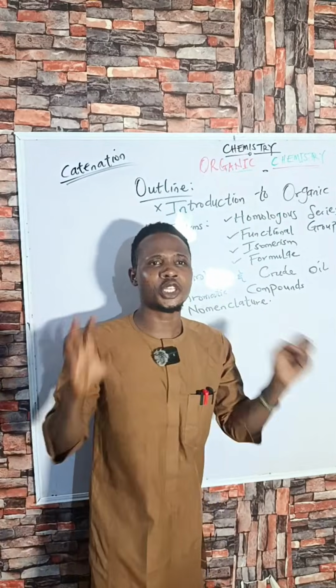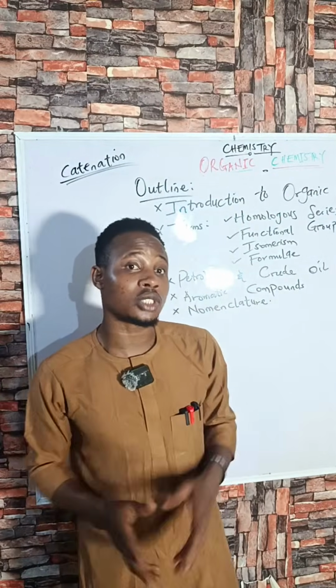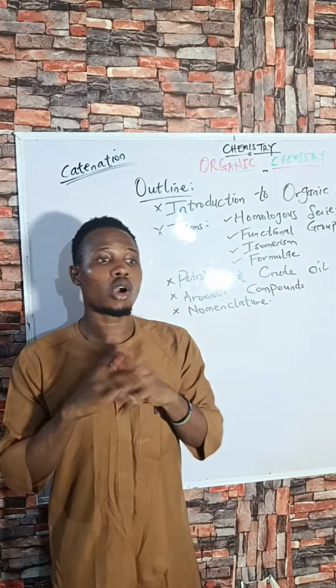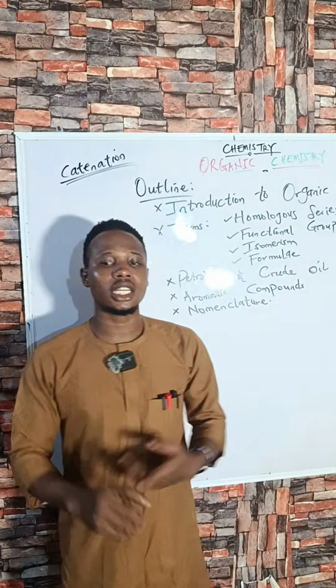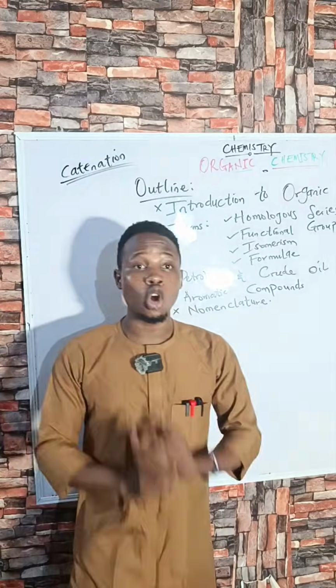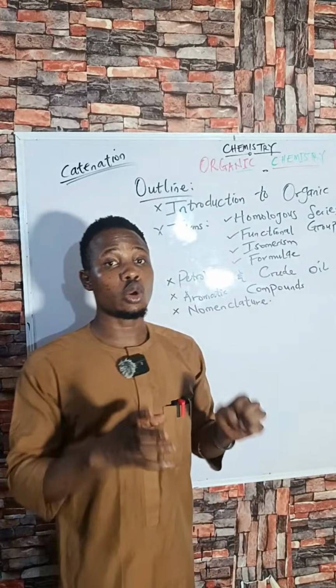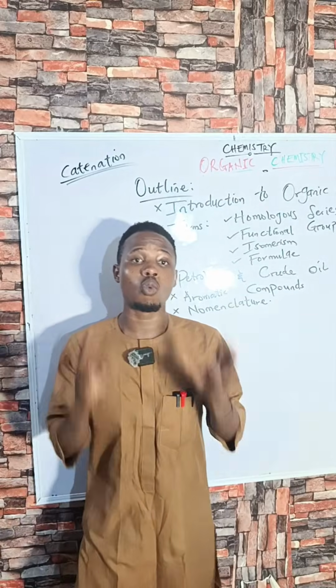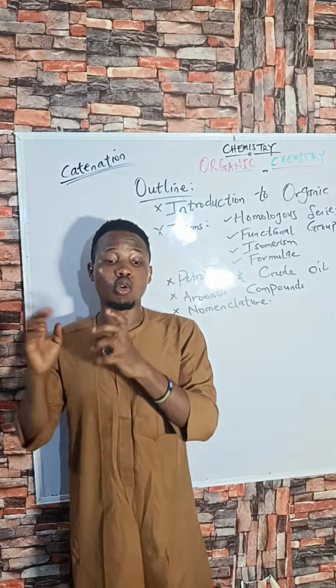Characteristics. So what are some features or characteristics that you expect to see in a typical organic compound? Number one, organic compounds are generally non-polar. Organic compounds are what? Generally non-polar. That is, they do not have poles and therefore do not dissolve in water. You know, water is a polar covalent compound.